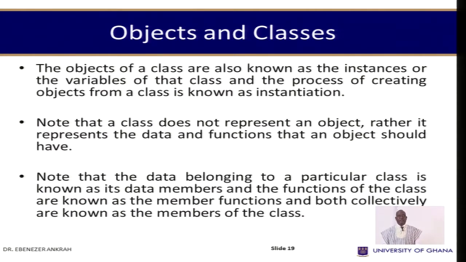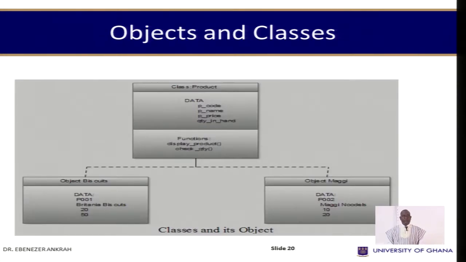Note that the data belonging to a particular class is known as the data members, and the functions of that class are also known as member functions, and both collectively are known as members of the class. So each class has members, functions, and objects, and all these are members of that class. This is an example of a class having different objects, functions, and properties, and trying to interrelate.